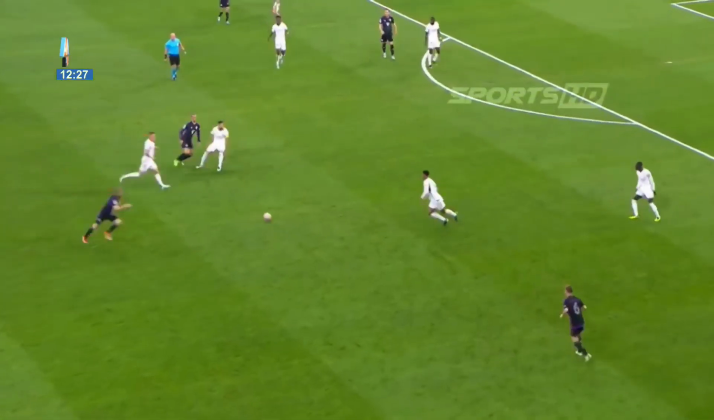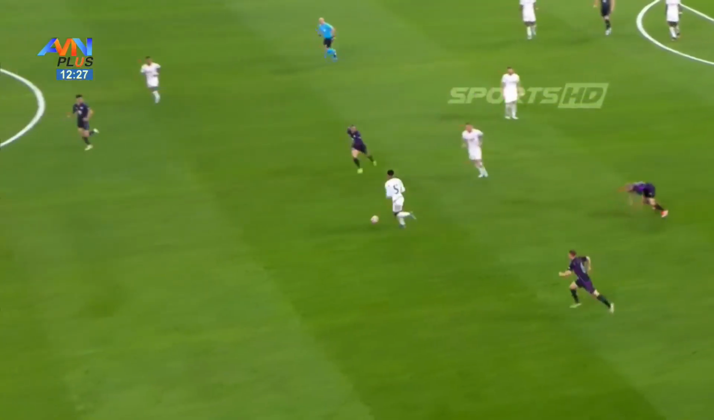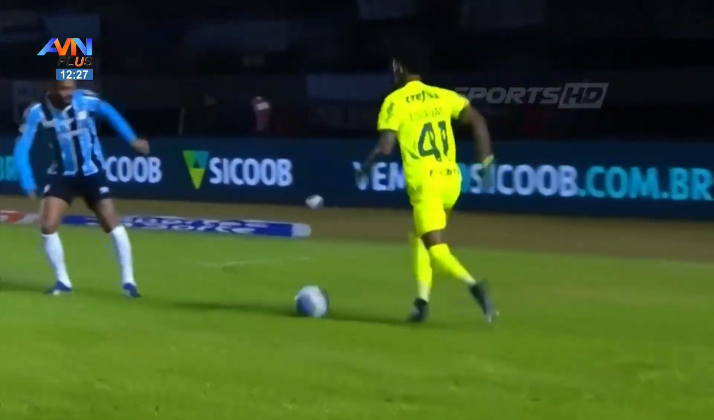For Bayern. The sliding line has lost the ball.